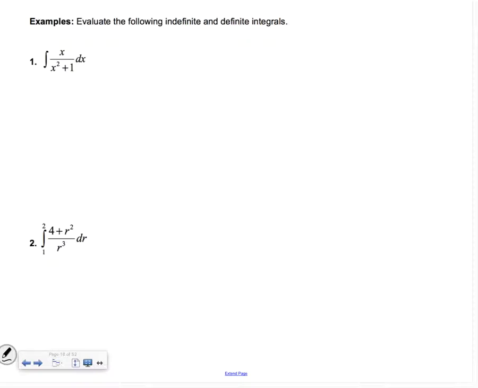Okay? So it says evaluate the following indefinite integrals. So we have the integral of x over x squared plus 1 dx. Okay, kind of a preview of what we're getting ready to do next time. What if I had that and there wasn't an x on top, instead it was a 1?